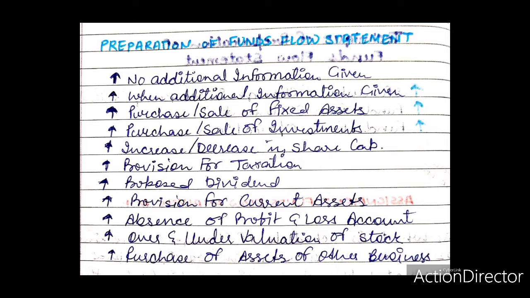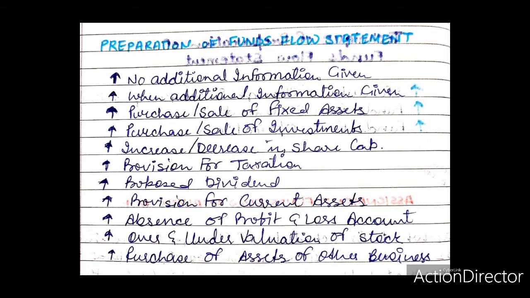When the amount of intangible and fictitious assets like goodwill, preliminary expenses, discount on issue of shares, underwriting commissions, etc., shown in the current year's balance sheet is less than the figures given in the previous year's balance sheet, it is presumed that the deficiency is written off in the P&L account.